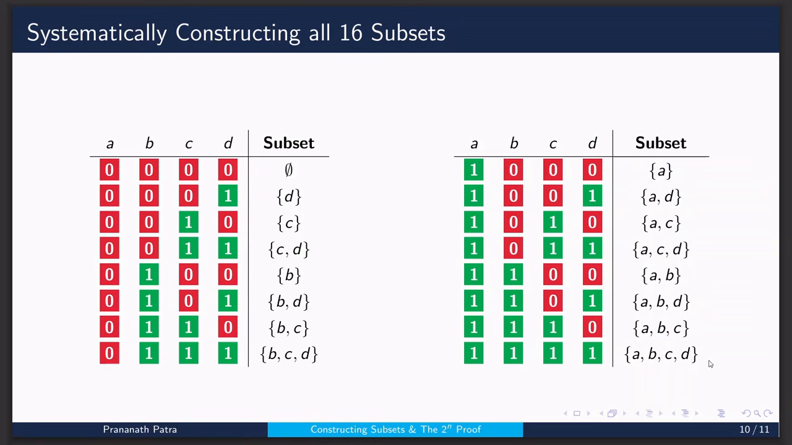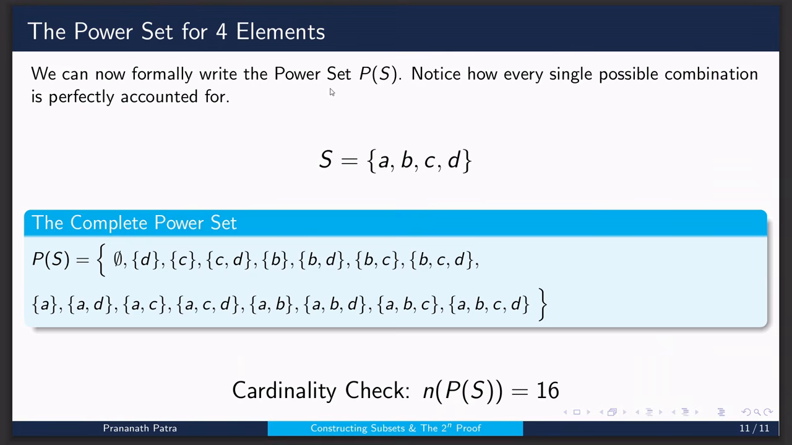Finally, we can formally write the power set for all 4 elements. Now we can formally write the power set P(S). Notice how every single possible combination is perfectly accounted for. Our complete power set lists them all. We do a final cardinality check, and indeed, the cardinality of P(S) is 16. We have mathematically proven our list is complete.